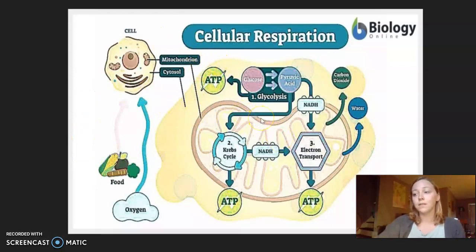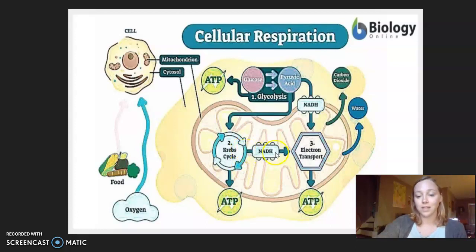So the first step in that process is going to be glycolysis. This is where glucose is first broken down by enzymes. And then the second part of that cycle is going to be the Krebs cycle, which is also known as the citric acid cycle. This is where oxygen is introduced and ADP, adenosine diphosphate, is turned into ATP, adenosine triphosphate.